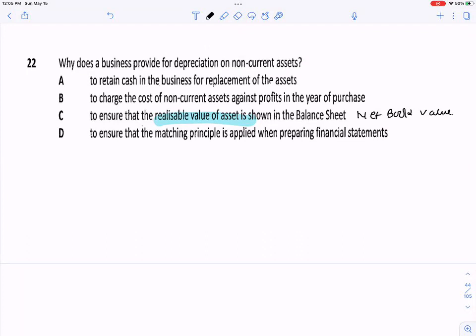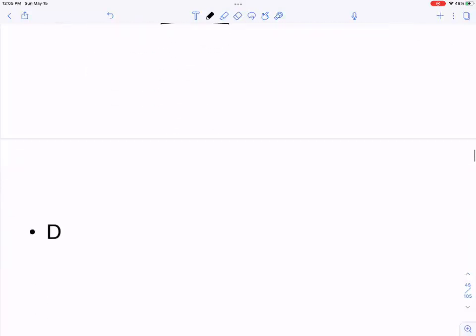Why do we provide for depreciation? Matching principle. The matching principle: total expenses should be matched to total income. For depreciation, provision for bad and doubtful debts, outstanding and prepaids.